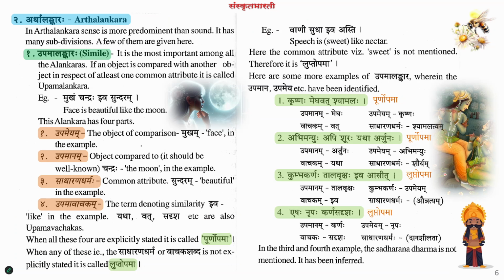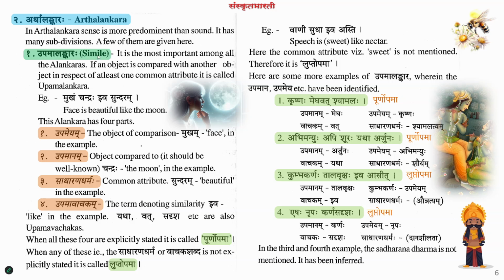Okay, so we'll move forward, studying more of Arthalankara. In Shabdalankara we studied a good number of examples. So we have seen, I think we have understood Cheka, Anuprasa and Yamaka reasonably well. In Arthalankara, sense is more predominant than sound. It has many subdivisions. A few of them are given here. Upama Alankara, today we are addressing. I think largely today we are going to look at Upama only, or some part of Upama.